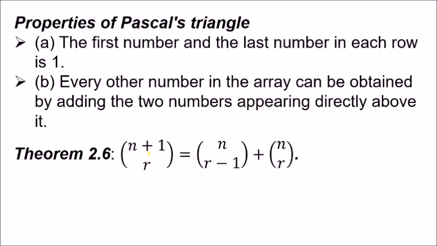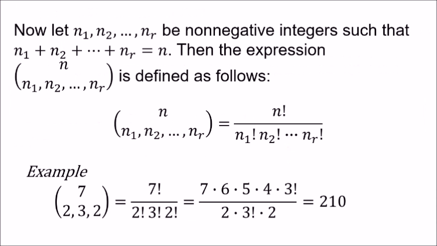So, dyan nanggaling itong theorem 2.6. Yung number below is just equal to the sum of the numbers above. So, kaya pwede natin gawin in the theorem, n plus 1 combination r is also equal to n combination r minus 1 plus n combination r. Doon nanggaling yan sa Pascal triangle na yung sa baba niya ay equal to the sum of the two numbers above that number.